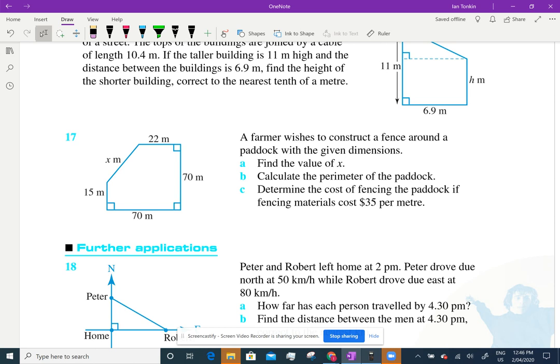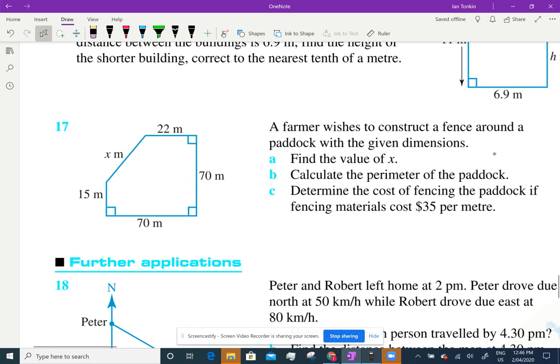So a farmer wishes to construct a fence around a paddock. And there's a paddock. And it's not quite a square. I'm going to draw the rest of it in. And now I've got a right angle triangle. And remember, X is this line here. That's what we've got to find. It's a missing side. So how do I know what these sides are?